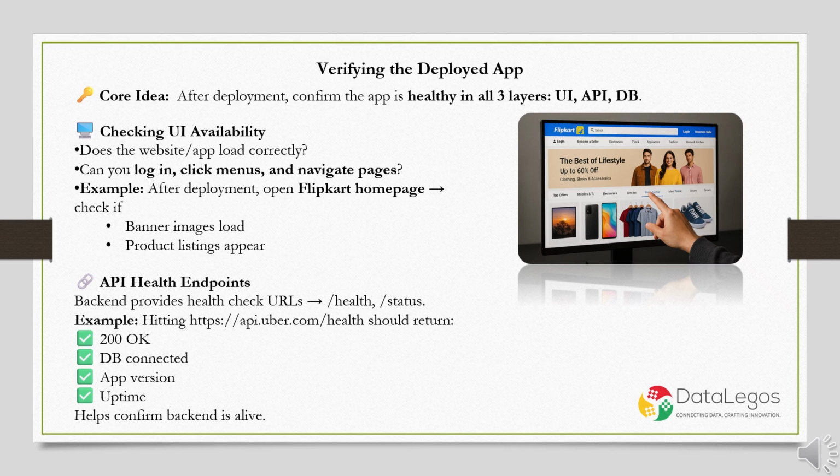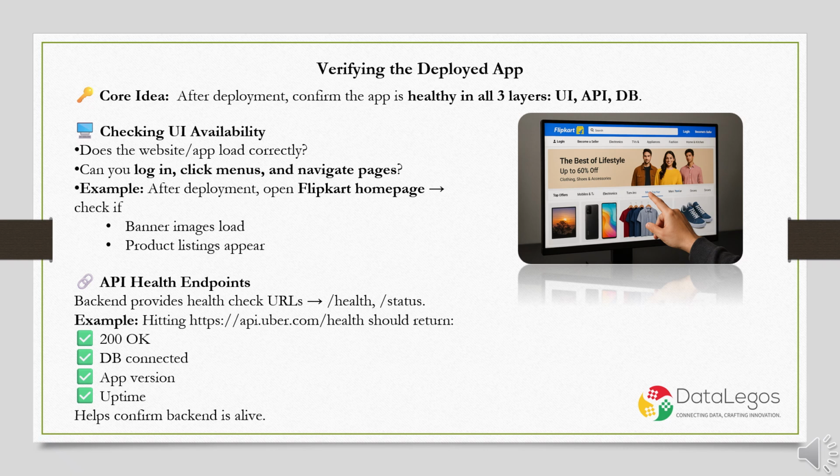After deployment, we can't just assume everything works fine. We must confirm the application is healthy across all 3 layers, the UI, the API, and the database. Checking UI availability. The first layer is the UI, the user interface. Here, we check if the website or app loads correctly and whether users can perform basic actions like logging in, clicking menus, or browsing pages.